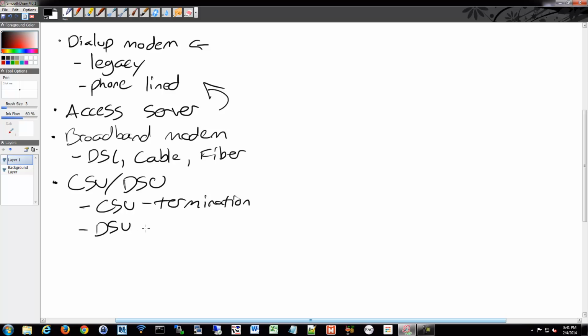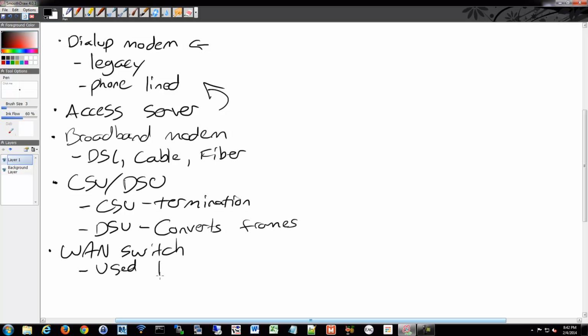And your DSU converts the frames, the line frames, into LAN frames. So this basically converts your data from that one network to the other. There's a WAN switch, which are very powerful, specialized equipment inside a provider's network, used to transfer data throughout their backbone network. And then we have a router.